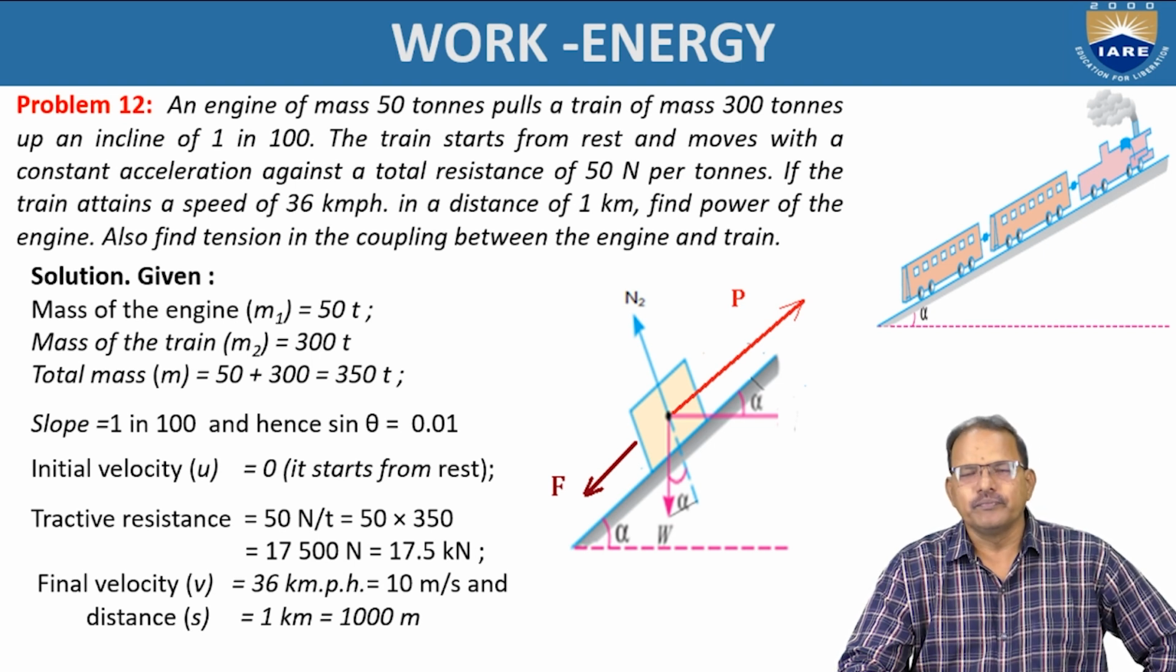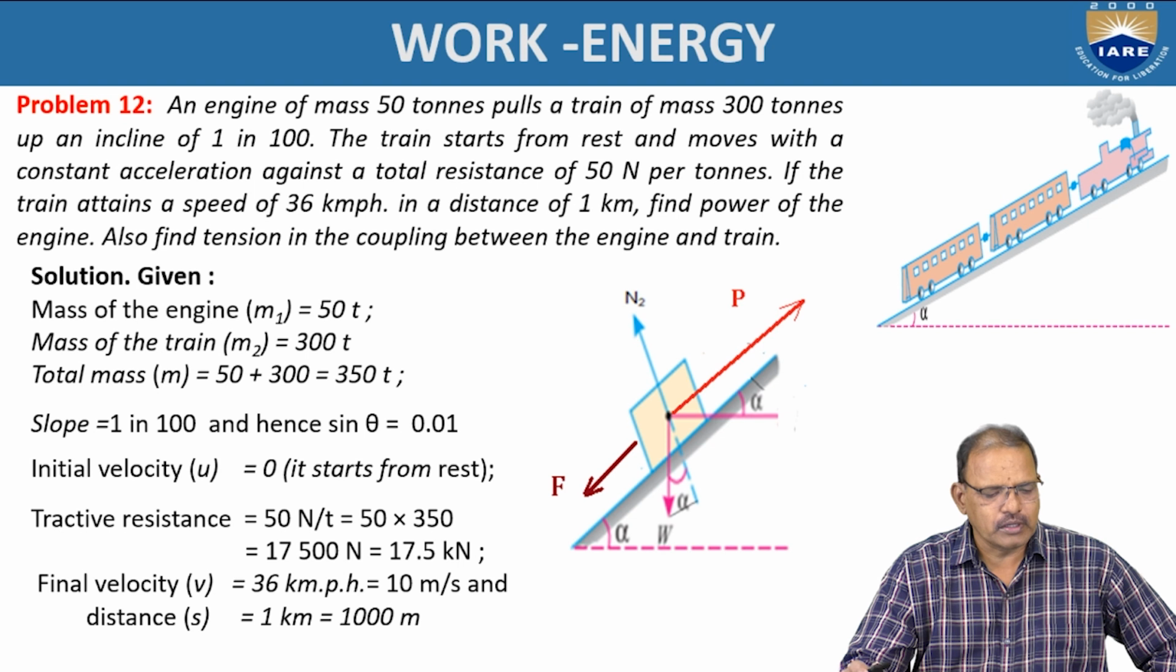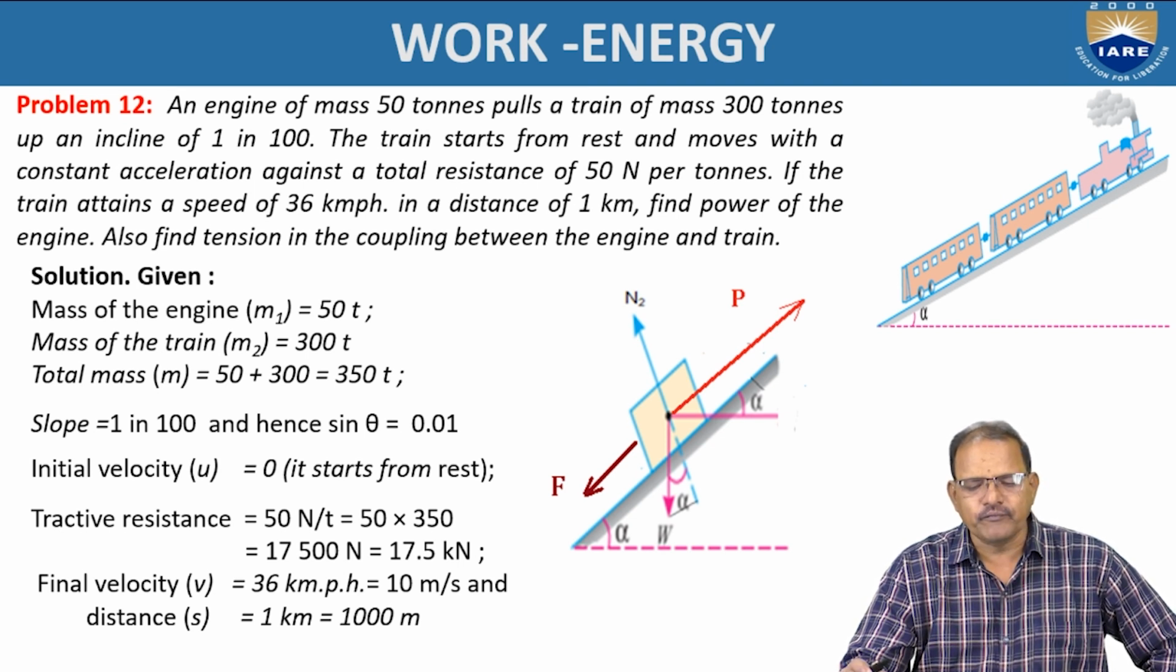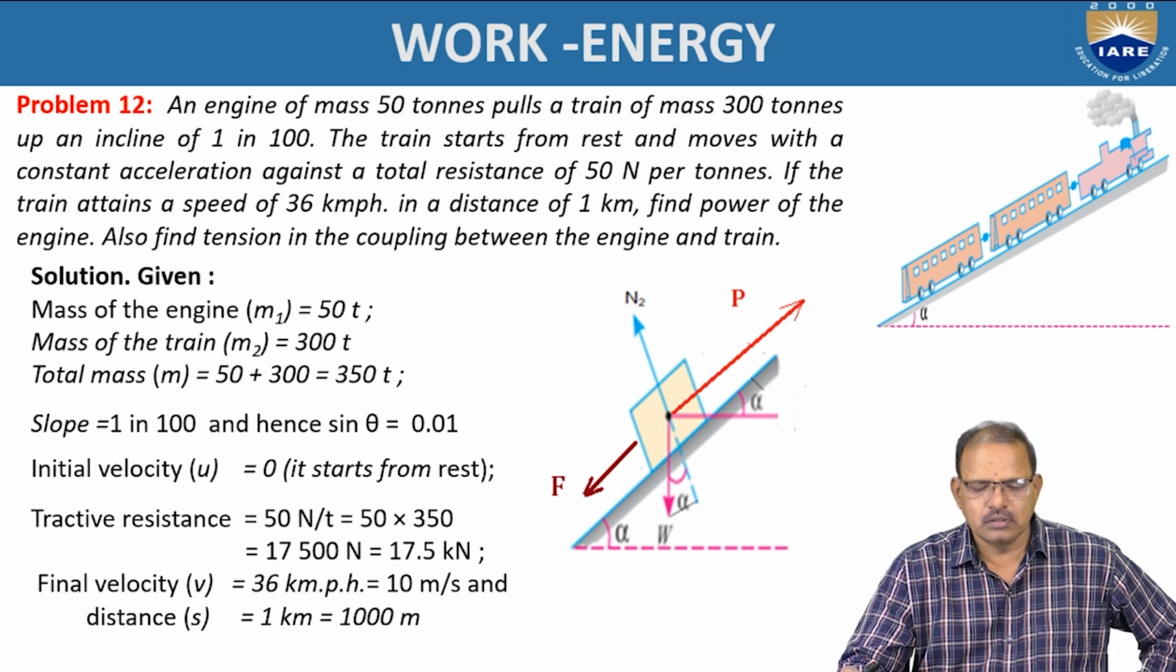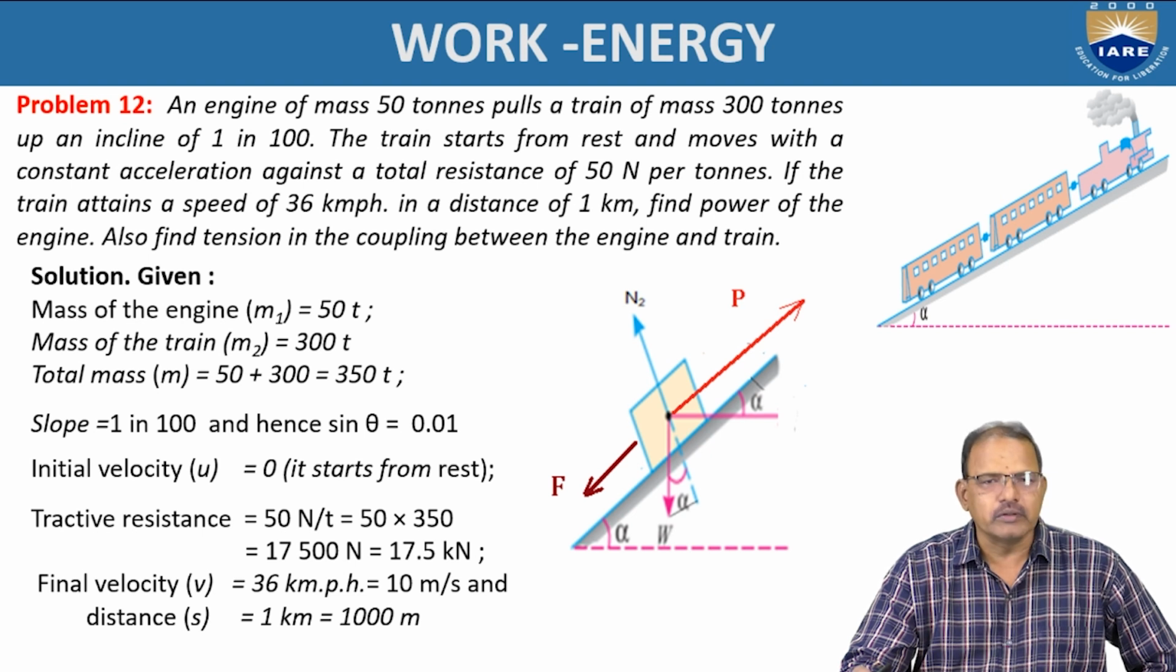Okay, problem number 12. An engine of mass 50 tons pulls a train of mass 300 tons up an incline of 1 in 100. The train starts from rest and moves with a constant acceleration against total resistance of 50 newtons per ton. If the train attains a speed of 36 kilometers per hour in a distance of 1 kilometer, find the power of the engine. Also find the tension in the coupling between the engine and the train.